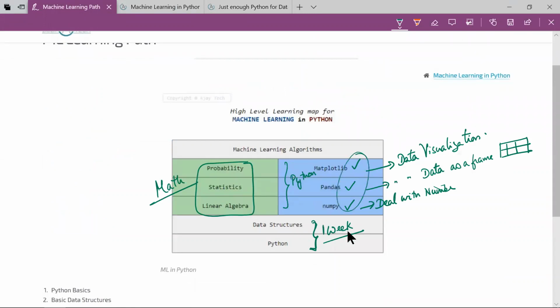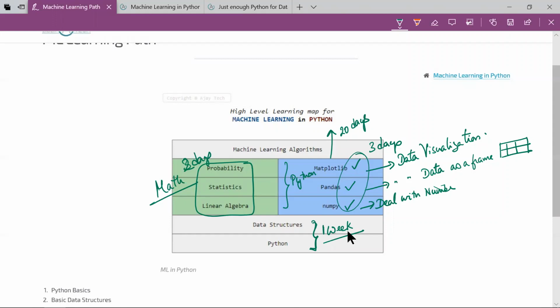So this is all 1 week. And this is probably 3 days. This is another 2 days or 3 days, depending on our speed. And then we start with all the different machine learning algorithms. So this will take somewhere close to 20 days. There are like 10 to 15 odd algorithms that we'll cover.